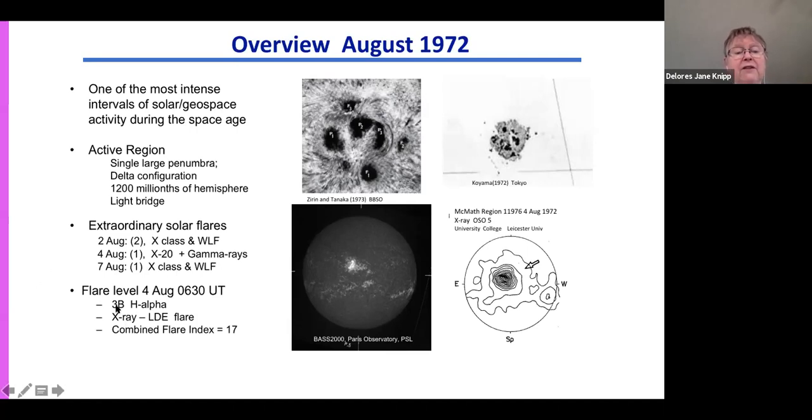It was considered a 3 brilliant H alpha. It was a long duration flare. As a matter of fact, the flare, or perhaps the second flare that could not be distinguished from the first one, was still ongoing when the shock of the CME arrived. So now we know that was bad. We had an X-ray observatory up on the orbiting solar observatory 5, and the X-rays that were being recorded from this region were pretty impressive.